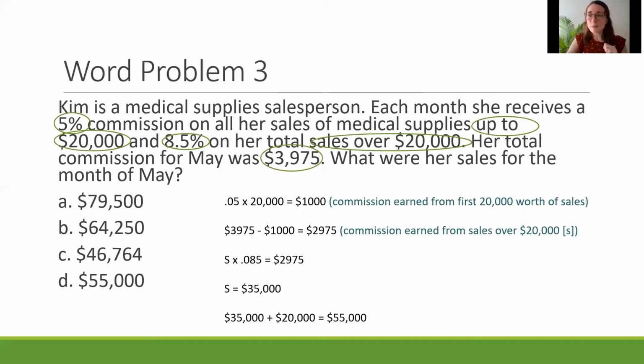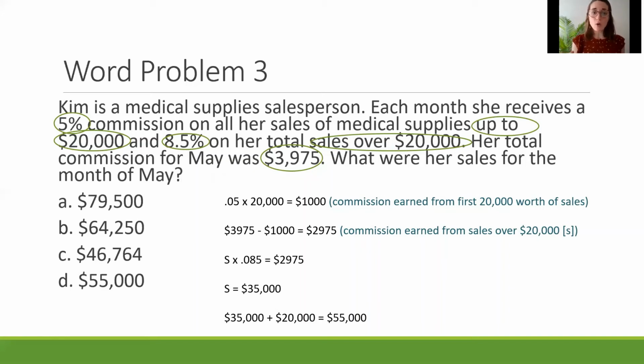So let's take a look. We're going to identify the important information first. We have 5%, we have 20,000, or up to 20,000, I should say. We have 8.5% and sales over 20,000, and we have the total amount of commission that she earned. All of these are going to play a key part in how we solve this type of problem. So my first question is, did she even sell up to 20,000? We need to know that first.